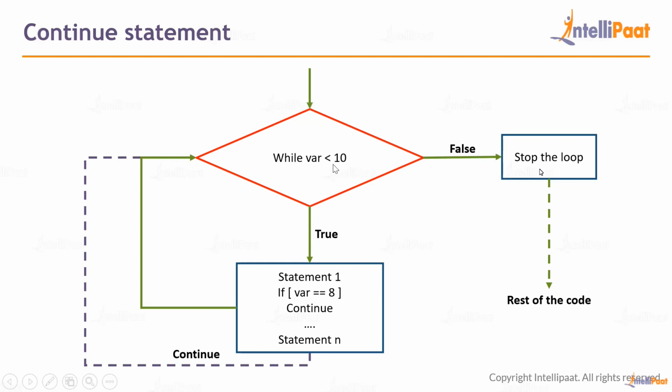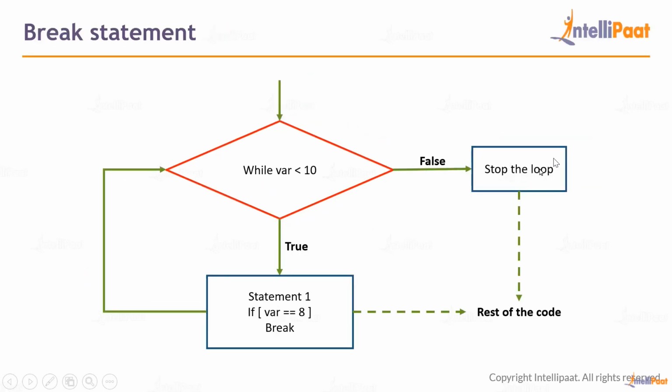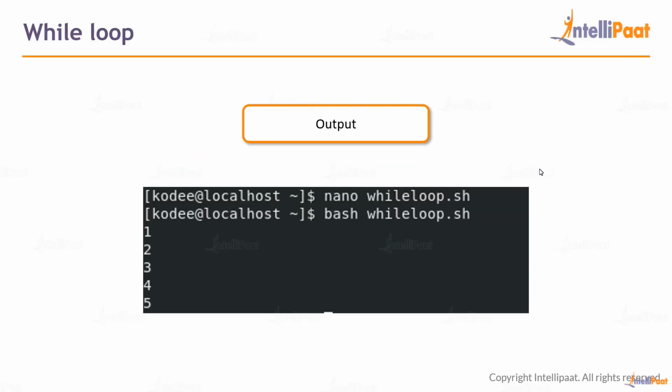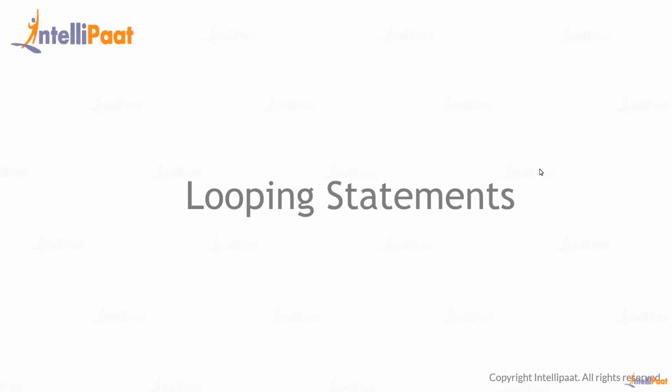So once again, if you are using continue, only when the condition is false will it stop the loop or come out of the loop. So we've seen 3 types of loops and 2 types of flow control statements. Now, in the next session, we'll do these in the terminal and practice them.